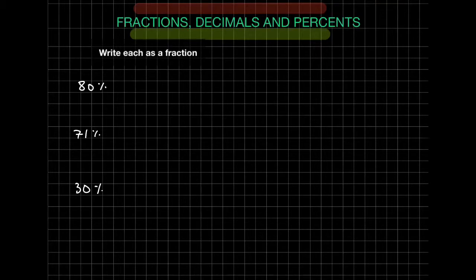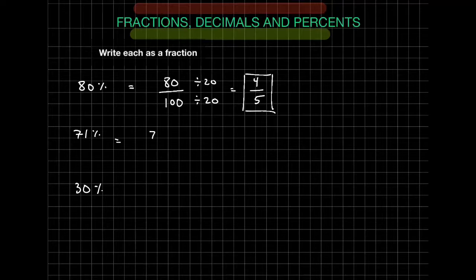Okay, the top one, 80%. We're going to say that equals 80 over 100. Looks like we could divide both top and bottom by 20. So divide the top by 20, divide the bottom by 20. Looks like we get 4/5. There's our answer. 80% written as a fraction is 4/5. Okay, 71%. That equals 71 over 100. Try and see if you can reduce that. I don't see a way to reduce that any further. So our answer is 71 over 100.